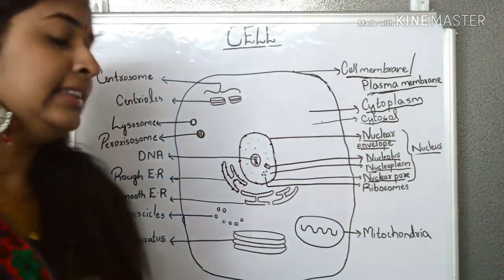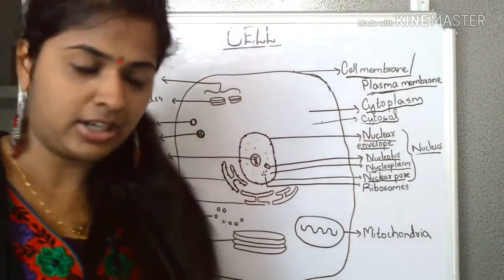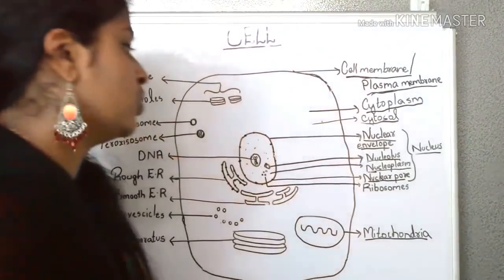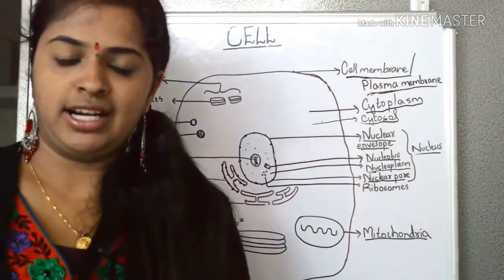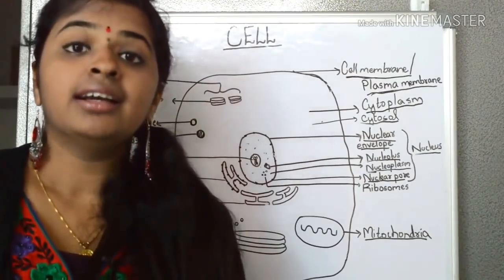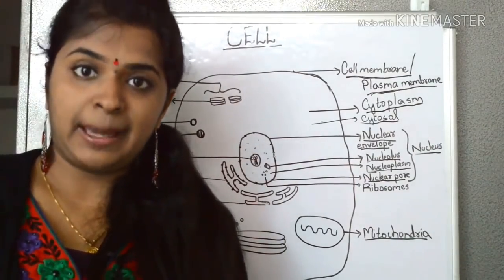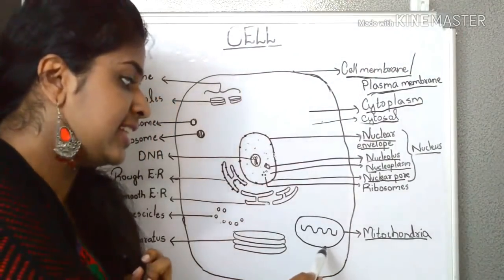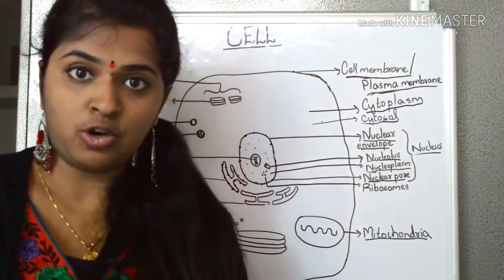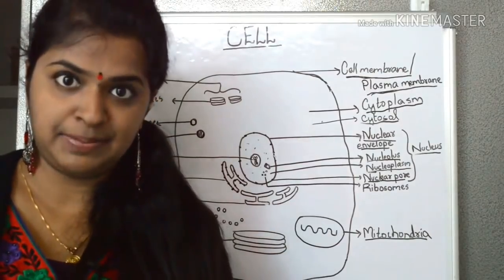Now, the next important cell organelle is mitochondria. So, what do you mean by mitochondria? It is also called the powerhouse of the cell. 90% of chemical reactions occur inside this mitochondria. The main function of the mitochondria is cellular respiration.